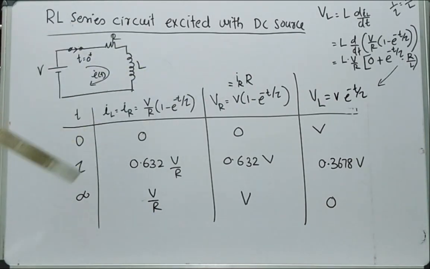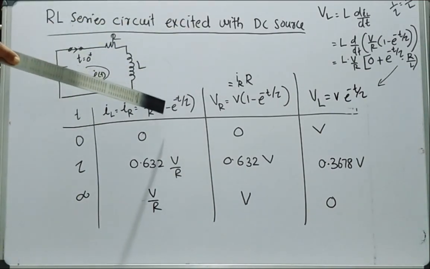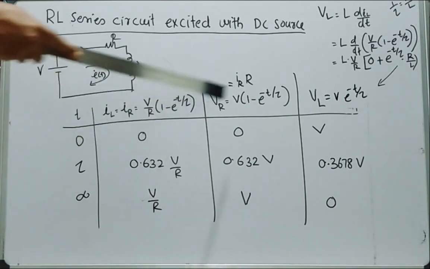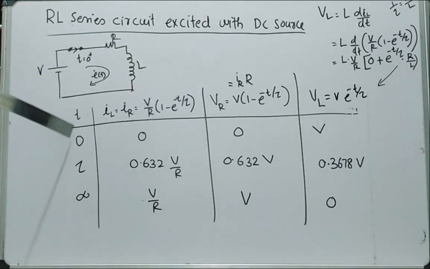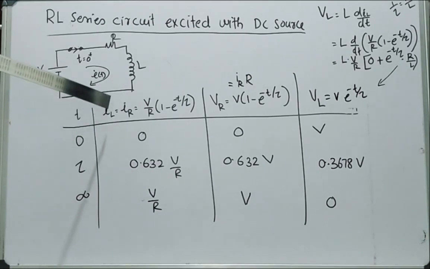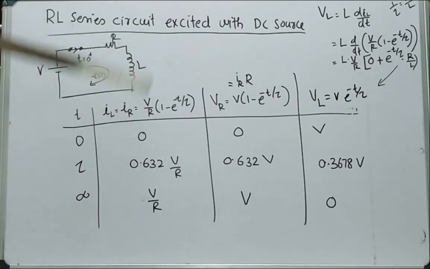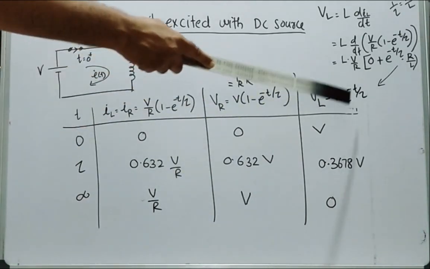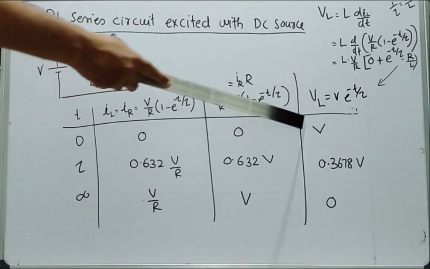Now we can substitute these three worst cases, that is 0, tau and infinity, in these equations in order to see the variation of these voltages and currents. So first of all, let's substitute t is equal to 0 in these three equations. Let's see what is happening. As e raised to 0 is 1, 1 minus 1 is coming in these two equations. Therefore, corresponding to t is equal to 0, IL is equal to IR is equal to 0 and VR is equal to 0. Corresponding to this equation, e raised to 0, V is coming.